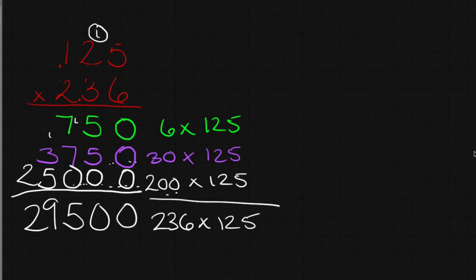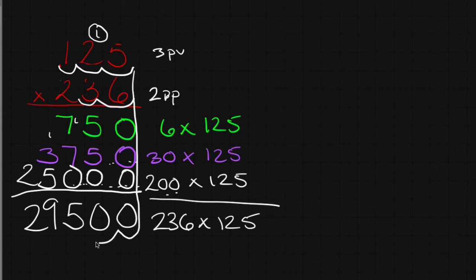And I'm going to count my place values, right? I have 1, 2, 3 digits behind the decimal place. So 3 place values. And here I have 1, 2 digits behind the decimal. So 2 decimal place values. And now I'm going to swing this down. 3 plus 2 is a total of 1, 2, 3, 4, 5 digits behind the decimal place.